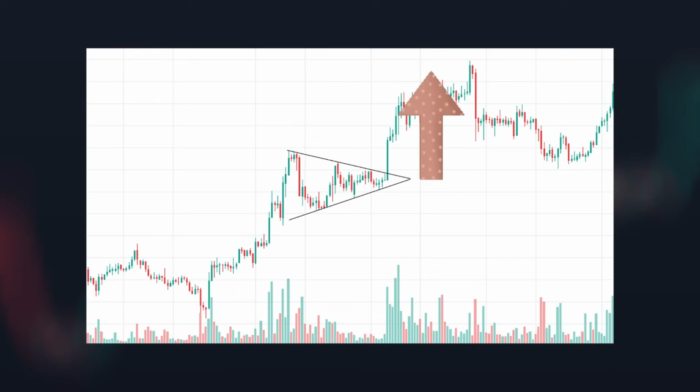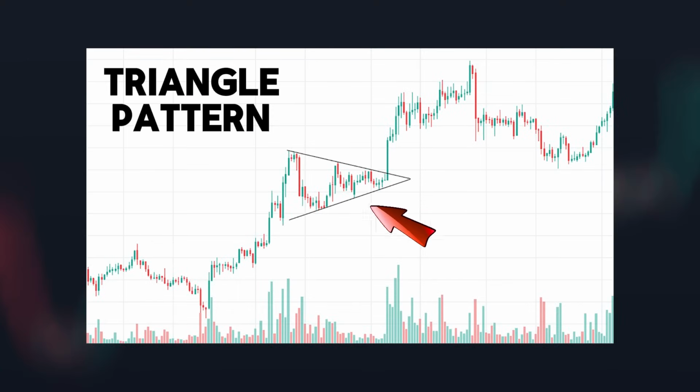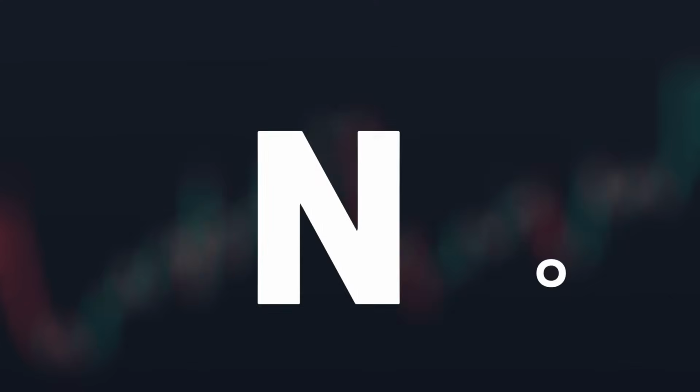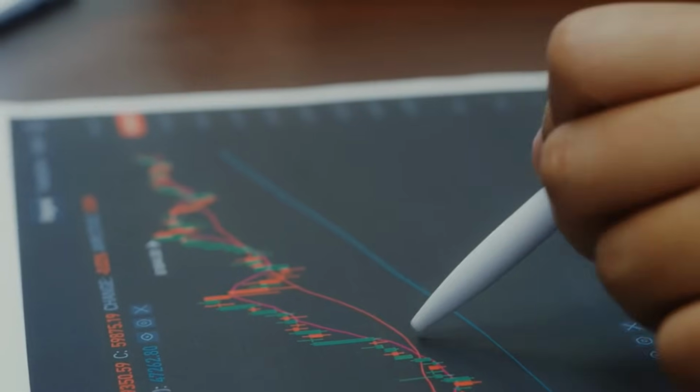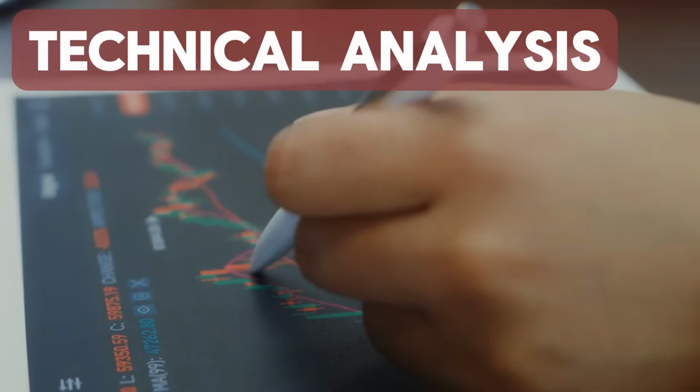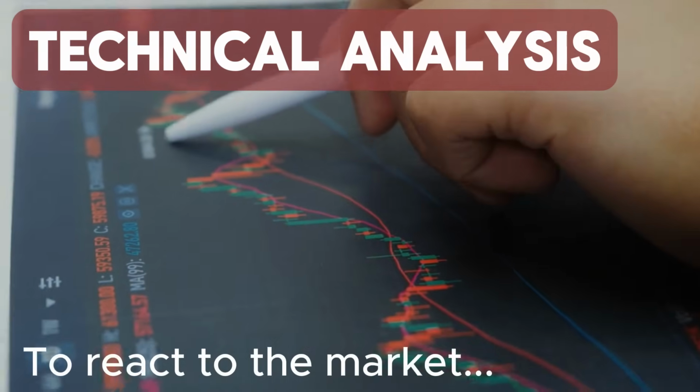Do you think the price advanced because of this triangle pattern, or here the price declined because MACD gave a sell signal? No, these patterns, indicators, tools, and generally technical analysis are after the fact. They are used to react to the market. They don't cause any movement.